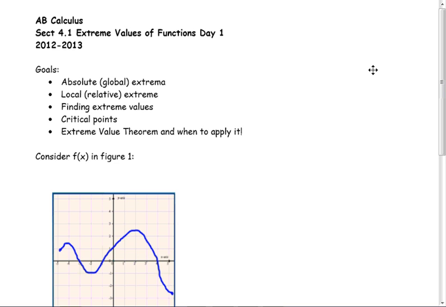We're going to do some vocabulary. We're going to find out what an absolute and global extreme value is and a local or relative one. Now, it's extrema because that's plural for extremum. It's Latin. Or you can just say extreme values. We're going to find out how you find extreme values, and extreme values are max and mins.